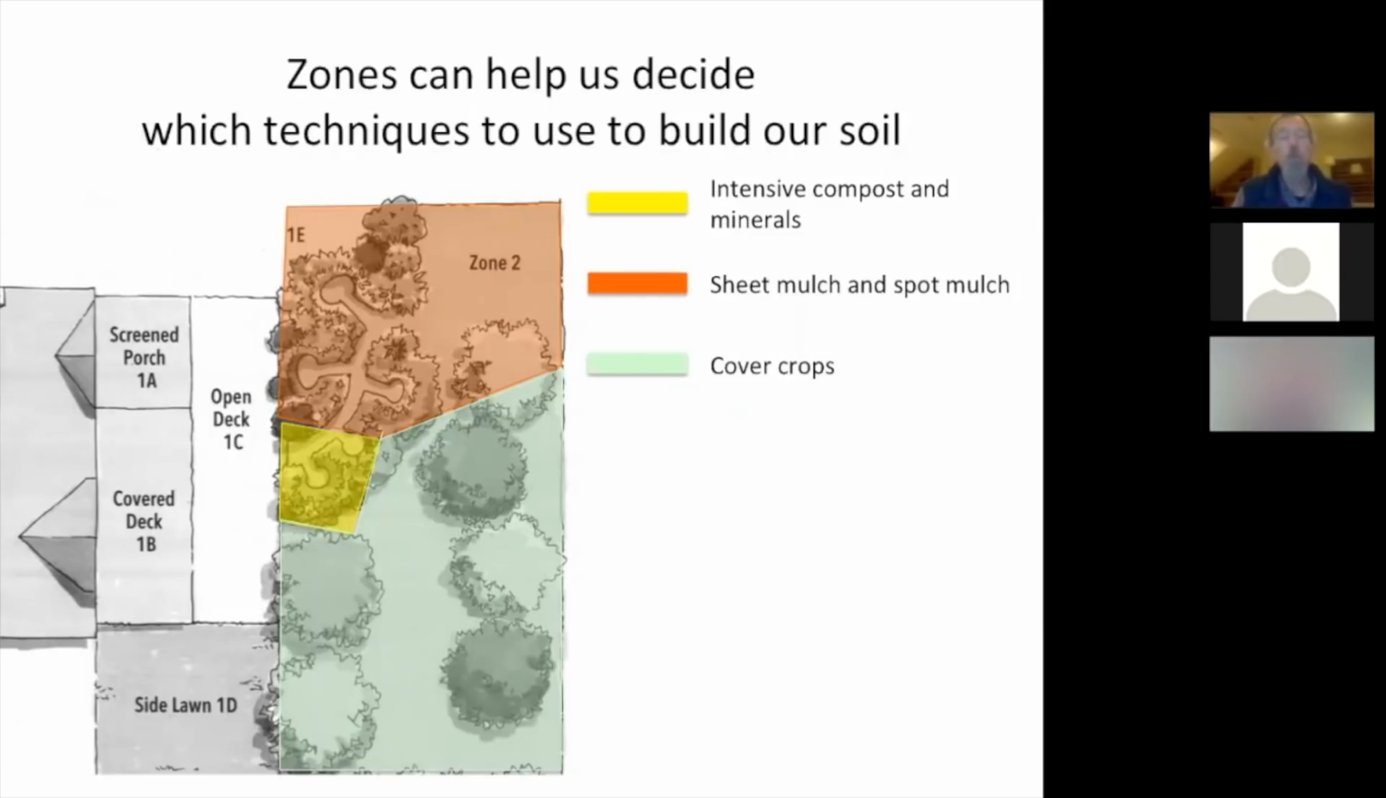So this is how the zone system helps me decide how much to do. It's how much energy have I got and how much compost have I got. I'll do as big an area as is practical of this super intensive, highly mineralized approach. I'll try and put minerals down everywhere I possibly can, but there's kind of a limit. And then I'll do sheet mulch over a somewhat larger area. And then if I've got a really big area, I will start doing cover crops. But the zone system helps me decide which ones to use first.